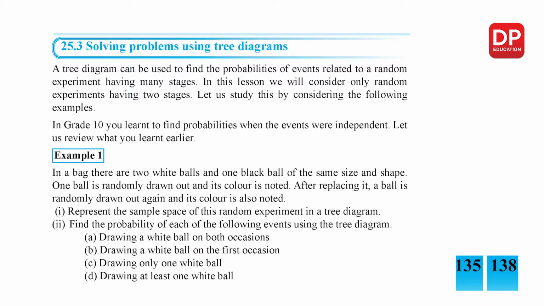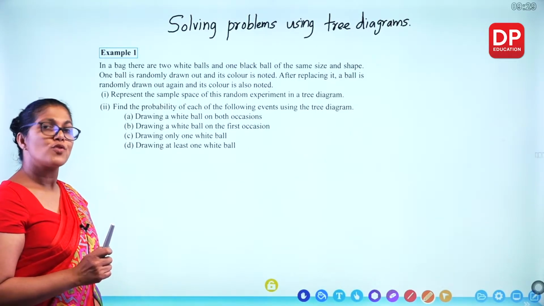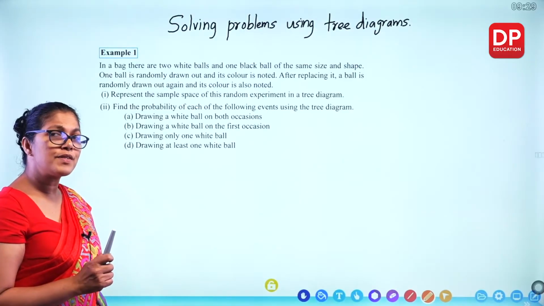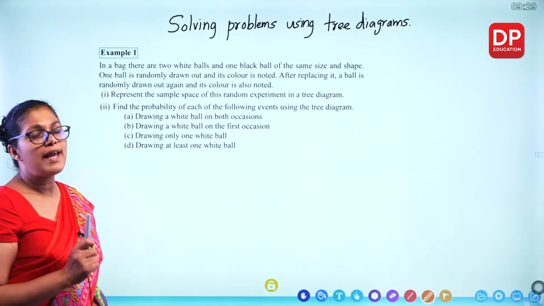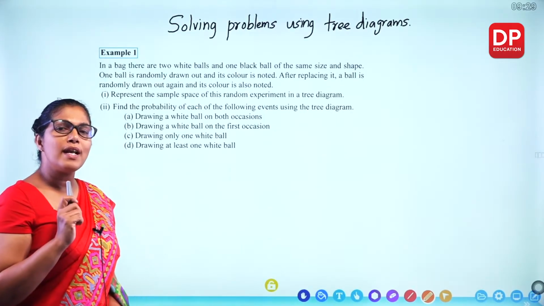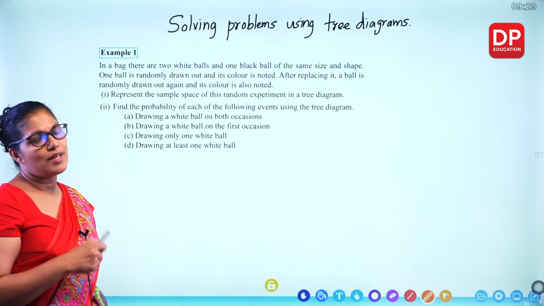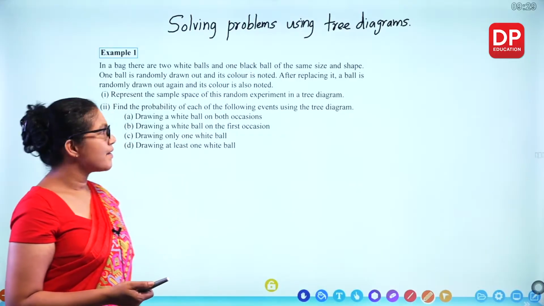Now we'll see how we can solve problems using tree diagrams. So why are we drawing tree diagrams? When you get more than 2 events. But in your syllabus you are getting only up to 2 events. So here we'll see 2 event ones with a tree diagram.